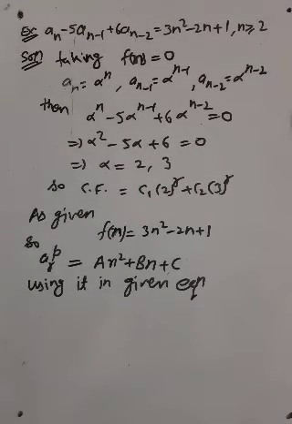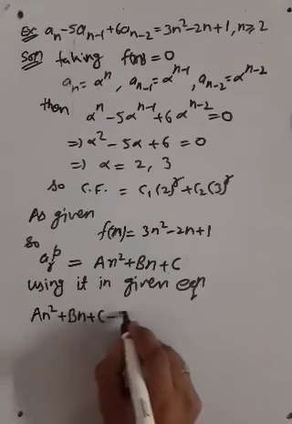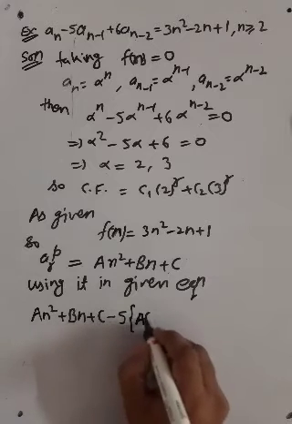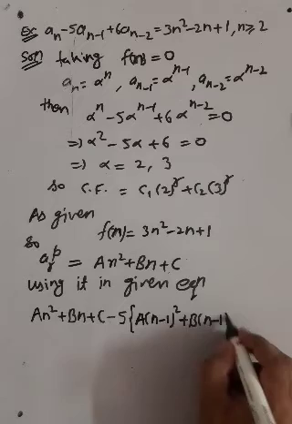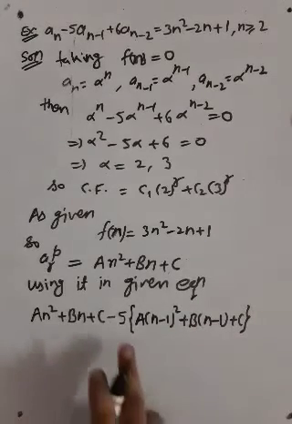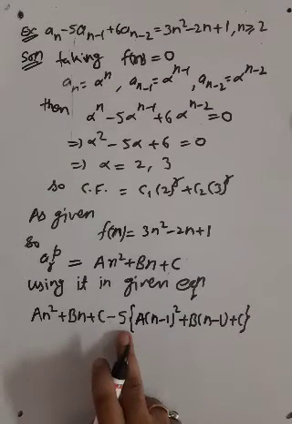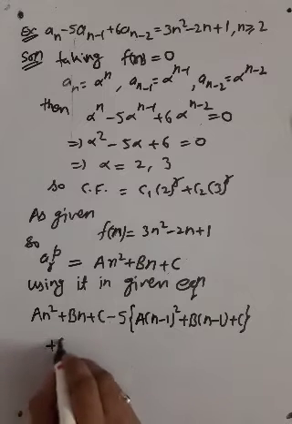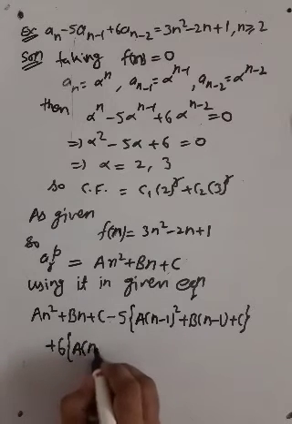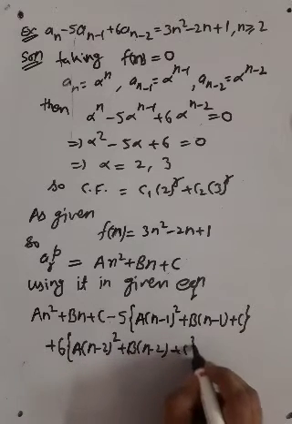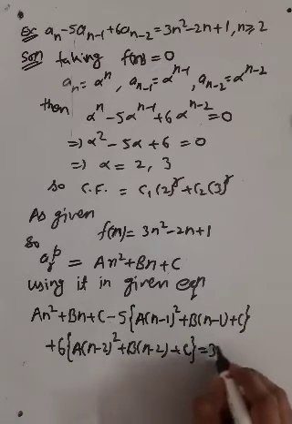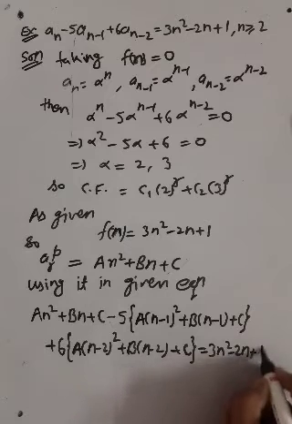Using it in the given equation, we get a n square plus bn plus c in place of small an, minus 5 a n minus 1 square plus b n minus 1 plus c in place of 5 small a n minus 1, plus 6 a n minus 2 square plus b n minus 2 plus c, and this is equal to 3n square minus 2n plus 1.